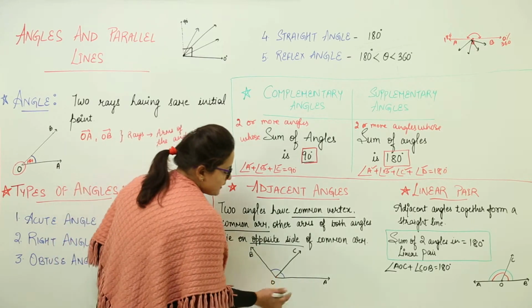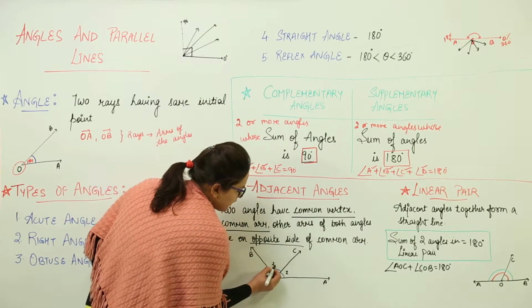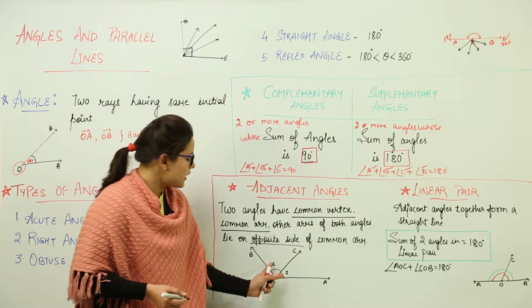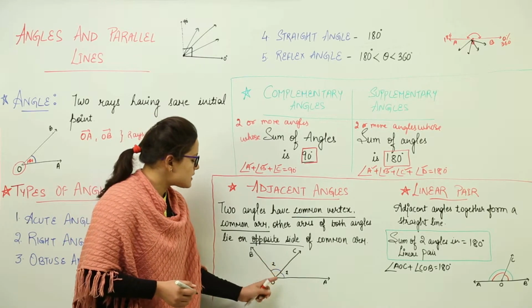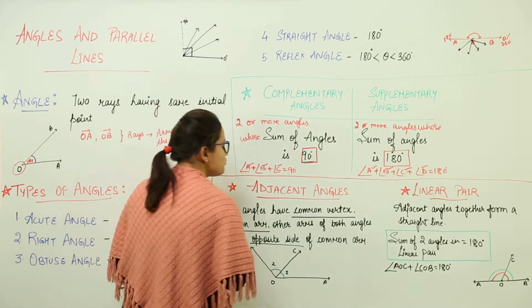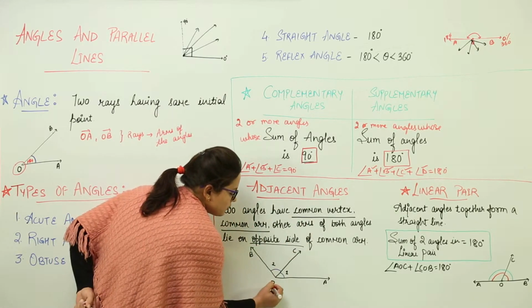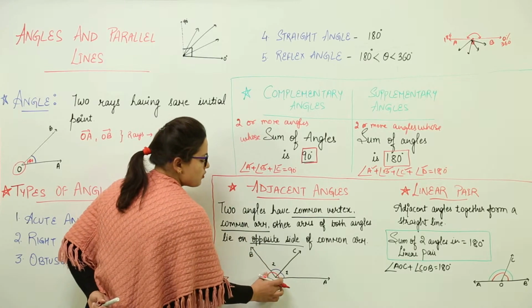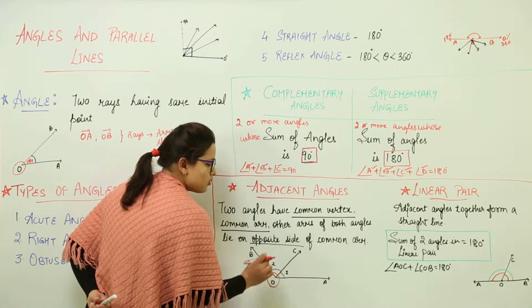Here we have the two angles. This is angle 1 and this is angle 2. Now there are two angles made. Both the angles are having the common vertex as O, right? So my first point is true for this, that is, they should have the common vertex. This is the common vertex for both angle 1 and angle 2 also.